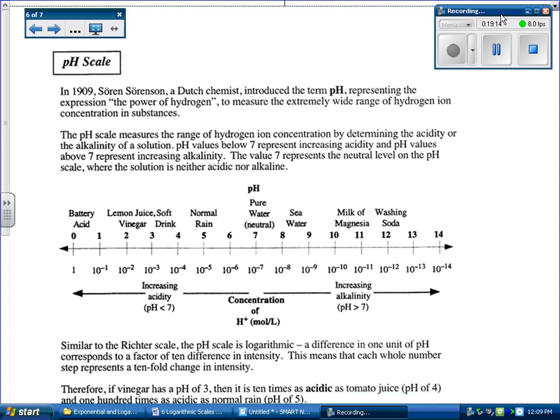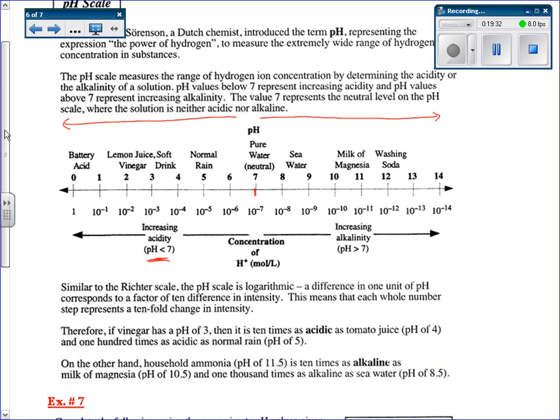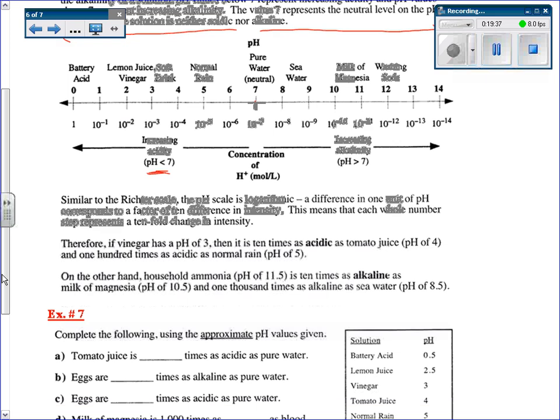pH values below 7, so this way here, as it says here, is increasing acidity, and this way is increasing alkalinity. So it's kind of a weird scale, because what's neutral is in the middle, and then it goes up or down from there. It's similar to the Richter scale. The pH scale is logarithmic, so a difference in 1 unit of pH corresponds to a factor of 10 difference in intensity. So 6 is 10 times as acidic as 7, 5 is 100 times as acidic as 7, 4 is 1,000 times as acidic, and so on, and you can also do it the other way.